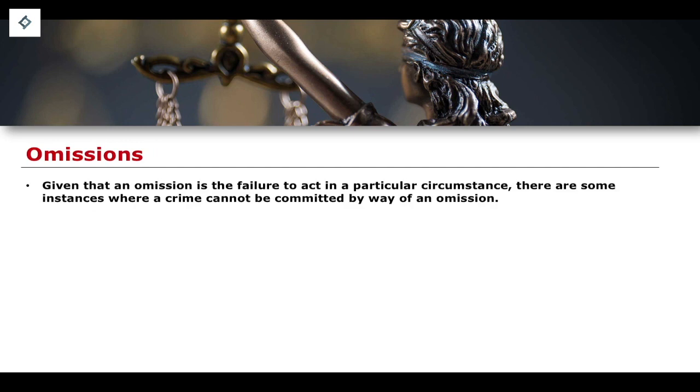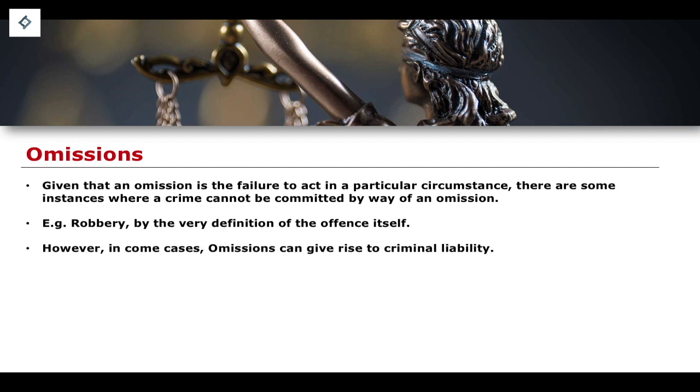So given that an omission is a failure to act in a particular circumstance, there are a certain number of instances where a crime cannot be committed by an omission. For example, robbery, by the very definition of the offence itself, cannot be done through an omission. You cannot omit to do something which then gives rise to you committing robbery. That can't happen. Robbery requires a positive act. In other cases, though, we can see omissions giving rise to criminal liability.